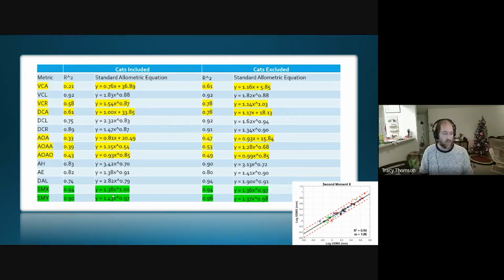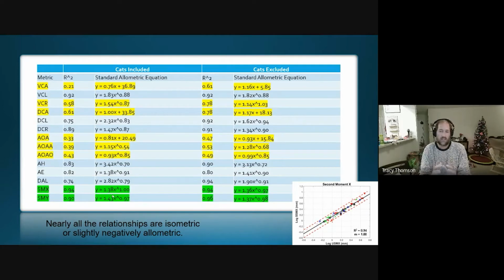Looking down at the bottom, you can see the second moment of area metrics, the cross-sectional shape metrics. Doesn't matter whether cats are included or excluded, and a very tight relationship, 0.94, 0.96, very close to 1 on those relationships. The other interesting thing that I found is that these relationships are nearly all isometric or slightly negatively allometric. What that means is that it doesn't matter if you're looking at a small claw or a big claw, the relationships hold. Or they're slightly negative.